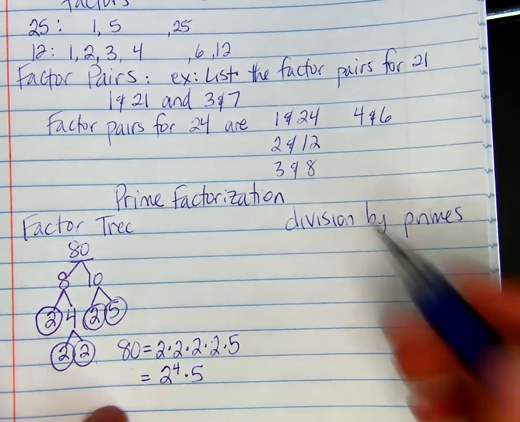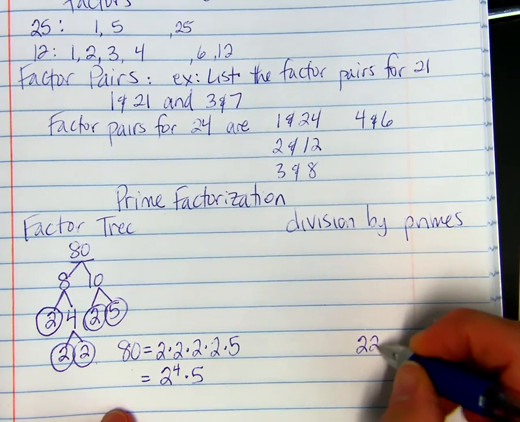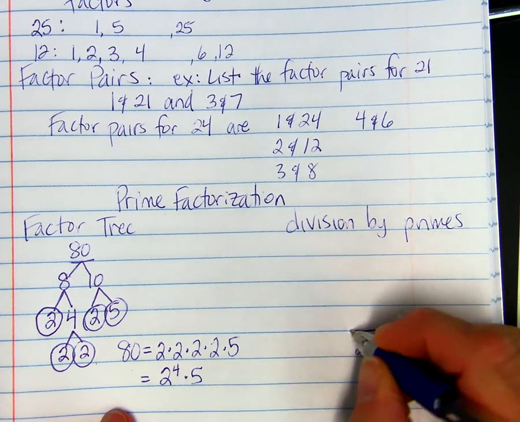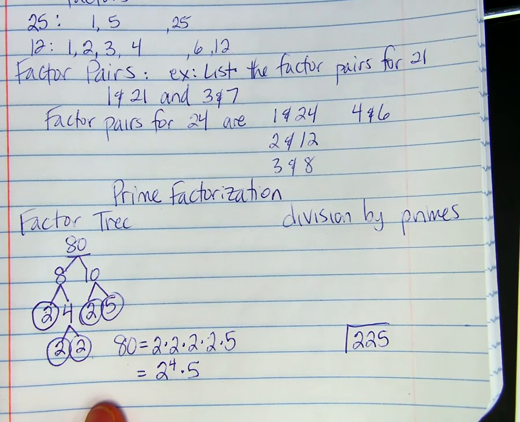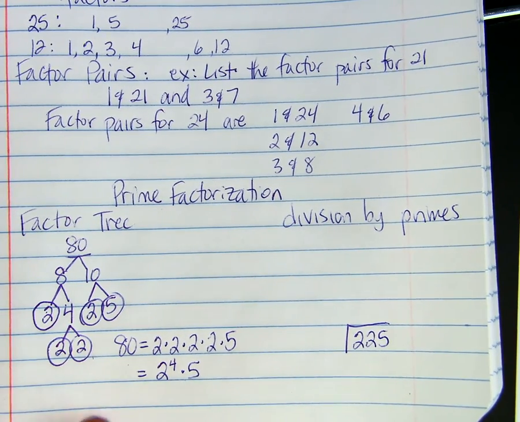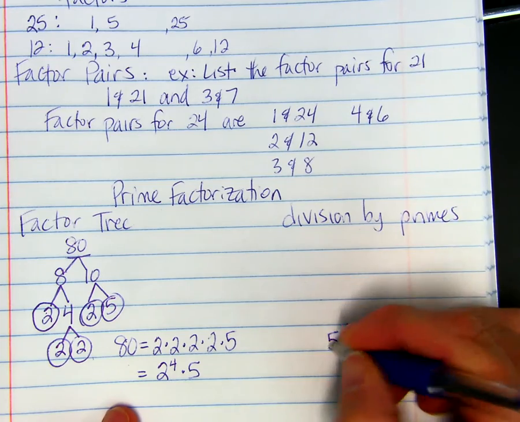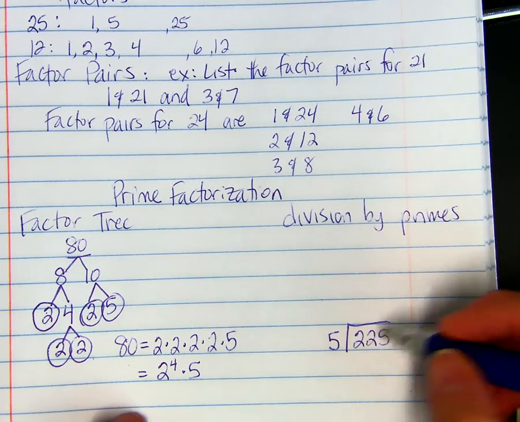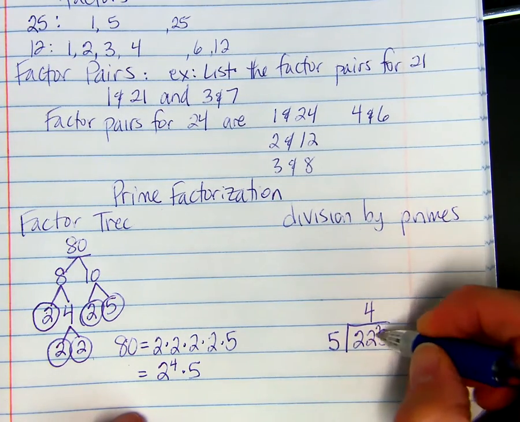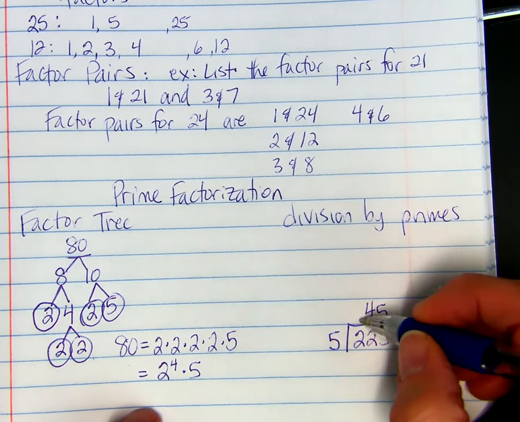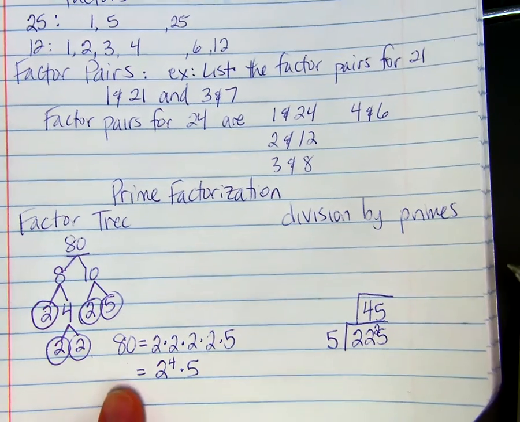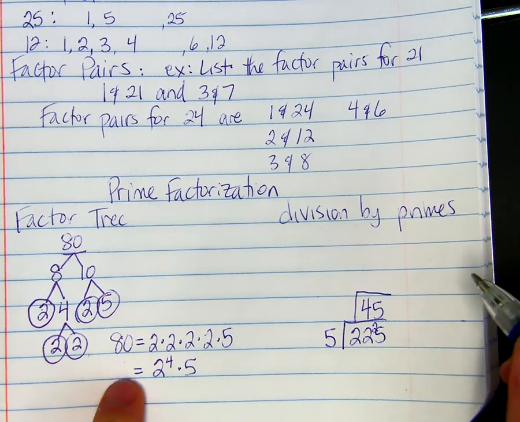It's like a cake tower. So you have to start near the bottom, and we're going to divide 225 by a prime number. 5 goes into it, so we'll divide by 5, and 5 goes into 22 4 times with 2 left over, and 5 goes into 25 5 times.